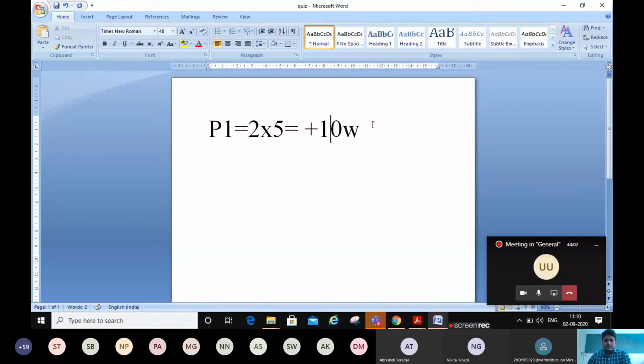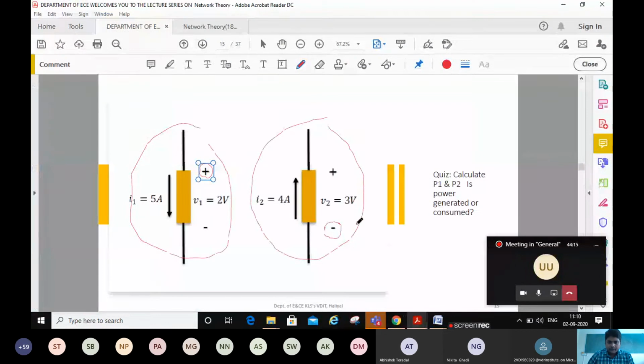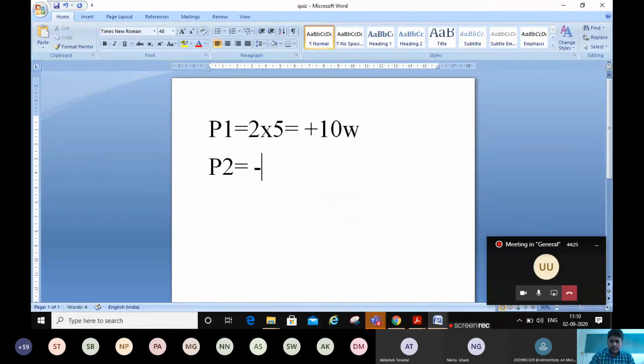Now what about P2? Here the current direction is from negative to positive, so take the current as minus 4 into 3. That comes out to be minus 12 watts. That source, the yellow box, is a device, so it is generating the power.